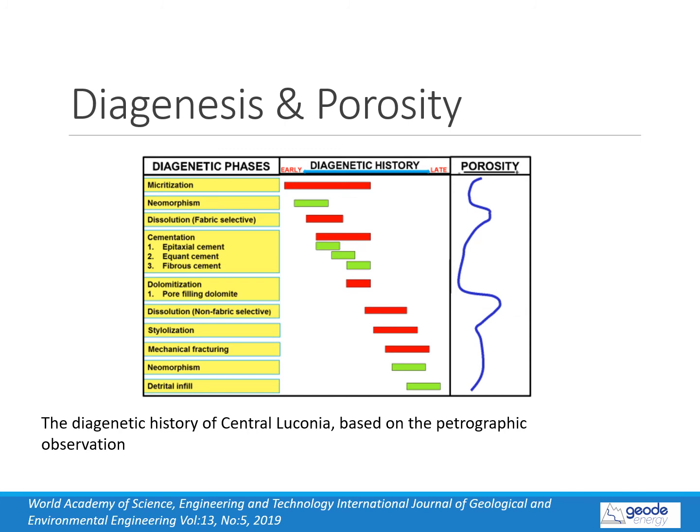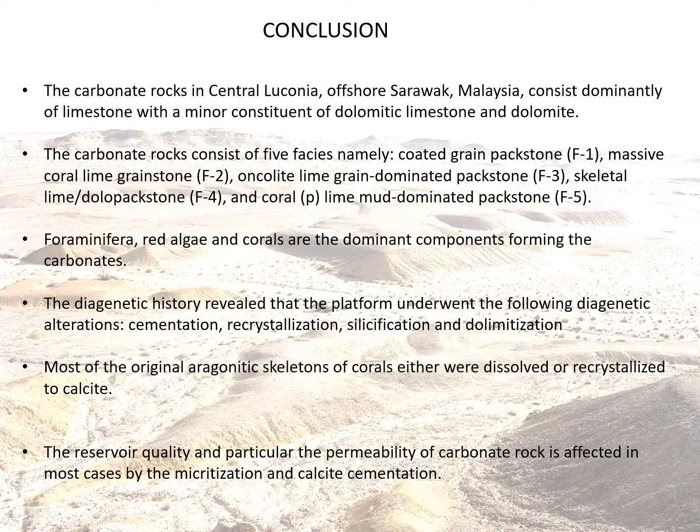If we look at diagenesis, we see that micritization, cementation, and stylolitization are detrimental to porosity, with dissolution, fabric and non-fabric selective, enhancing porosity. So to conclude, the carbonate rocks in central Luconia offshore Sarawak, Malaysia consist dominantly of limestone with a minor constituent of dolomitic limestone and dolomite. The carbonate rocks consist of 5 facies, mainly coated grainstones, massive coral lime grainstones, oncolite lime grain dominated packstones, skeletal lime dolopackstones, and coral lime mud dominated packstones.